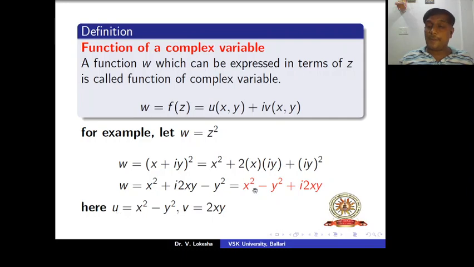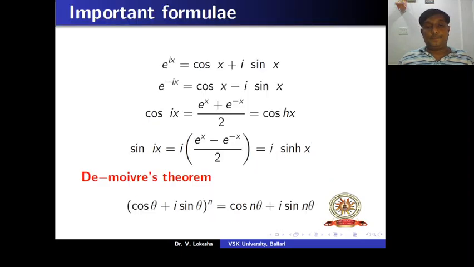Here u is represented as the real part and v is the imaginary part. That is, the real part u is x square minus y square and v is the imaginary part. And e power ix, these are some of the important formulas we already discussed in the first class.